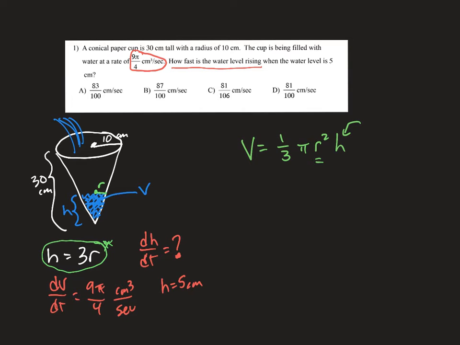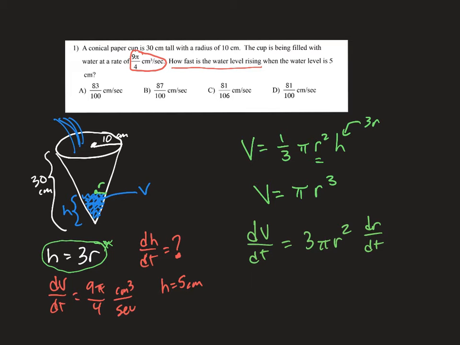And since I'm kind of lazy and I don't feel like solving this equation right now, I'm just going to replace h with 3r. So I'm going to put 3r in here. And when I do that, I end up with a new equation. The 1/3 times the 3 cancel out. I end up with pi r cubed. And from this equation, I can go ahead and do the derivative, which is dV over dt equals 3 pi r squared dr over dt.